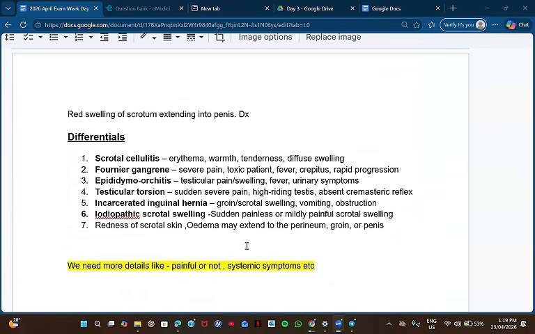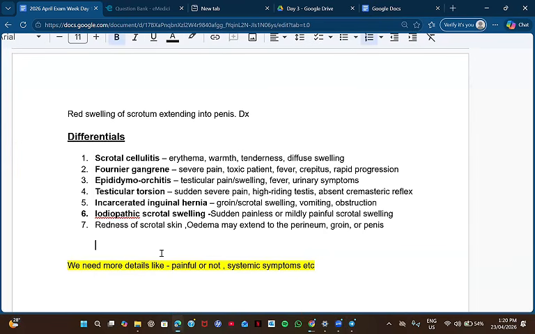Okay, this question, very weird question. Red swelling, scrotum extending into penis, diagnosis. So don't worry. In the later days, we got the question with the idiopathic scrotal swelling. That is the scenario. Don't worry, we got the question on a later day, because day one is just a very small amount of questions, right? But day two we got a proper question like that. So we got a question in day one.